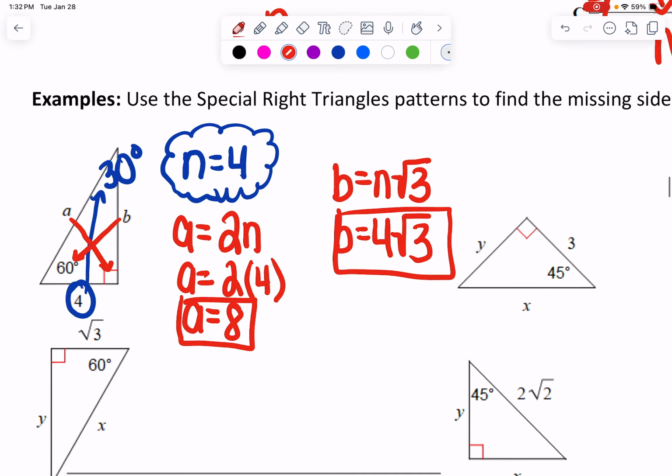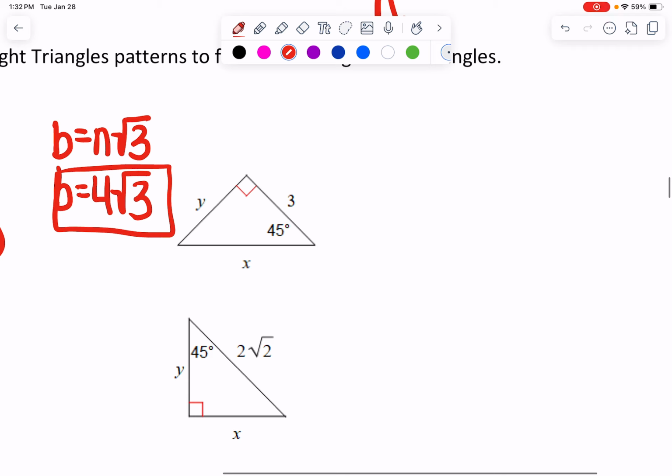Okay, let's look at the other type. So let's look at 45, 45, 90. The same idea applies.